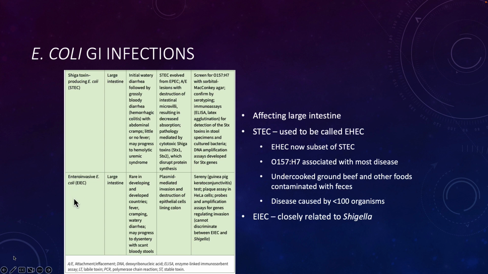The enteroinvasive E. coli is pretty rare. It's really closely related to Shigella, which we'll talk about in just a little bit. And again, diarrhea, everything is going to cause diarrhea with E. coli. One of the other dangerous things about these Shiga toxin producing E. coli is that the disease can be caused by ingestion of fewer than 100 organisms. So again, that is not a lot of bacteria to make you very, very sick.